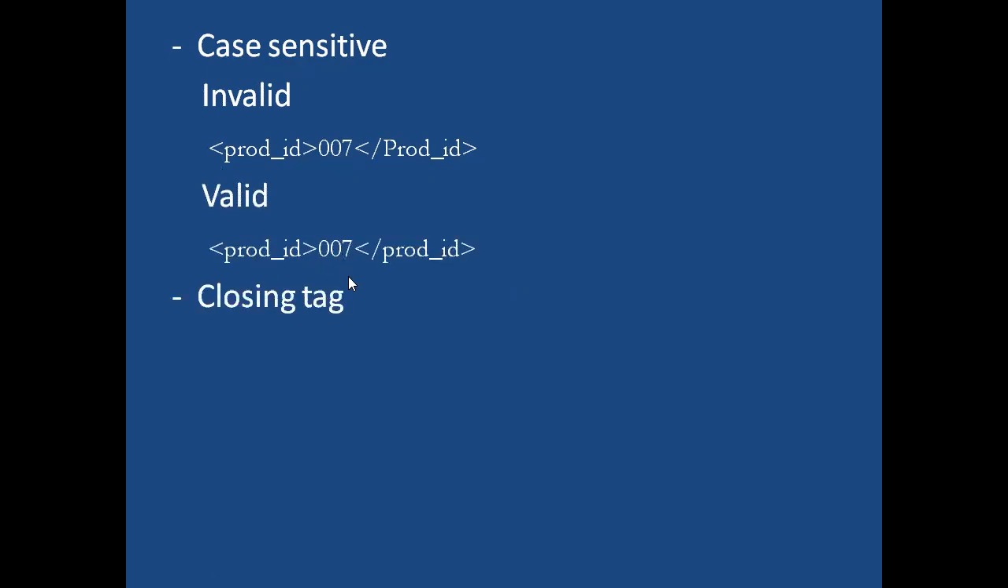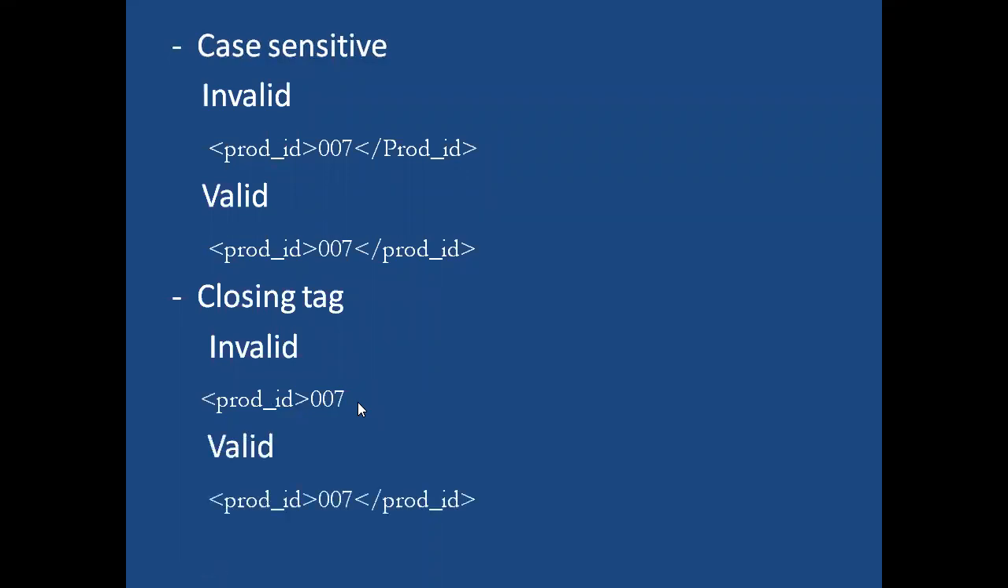Next, closing tag. It is illegal to omit a closing tag. All elements must have a closing tag. This one is invalid because it doesn't have a closing tag. Valid examples would be this. See, product ID has got a closing tag. And if there is no content, you can just put a slash and close the bracket.